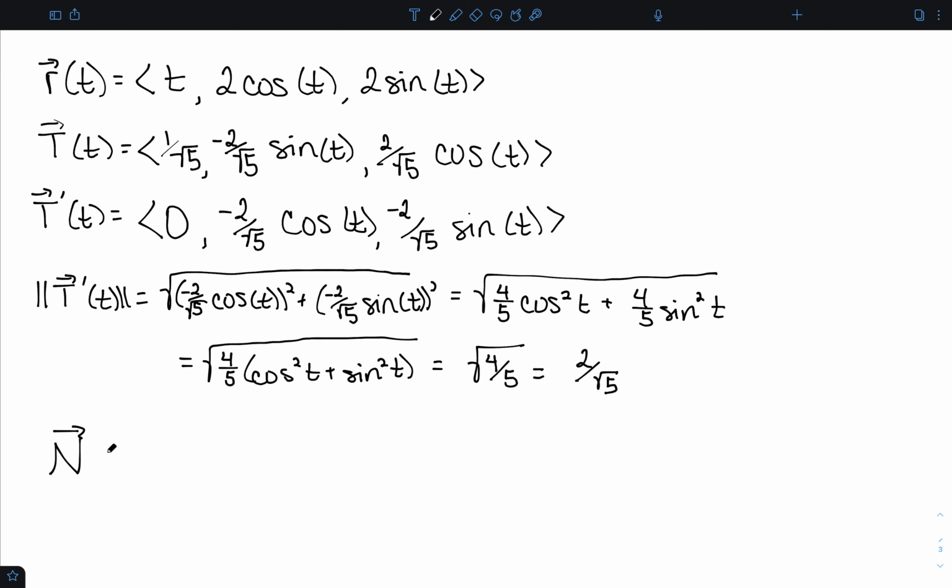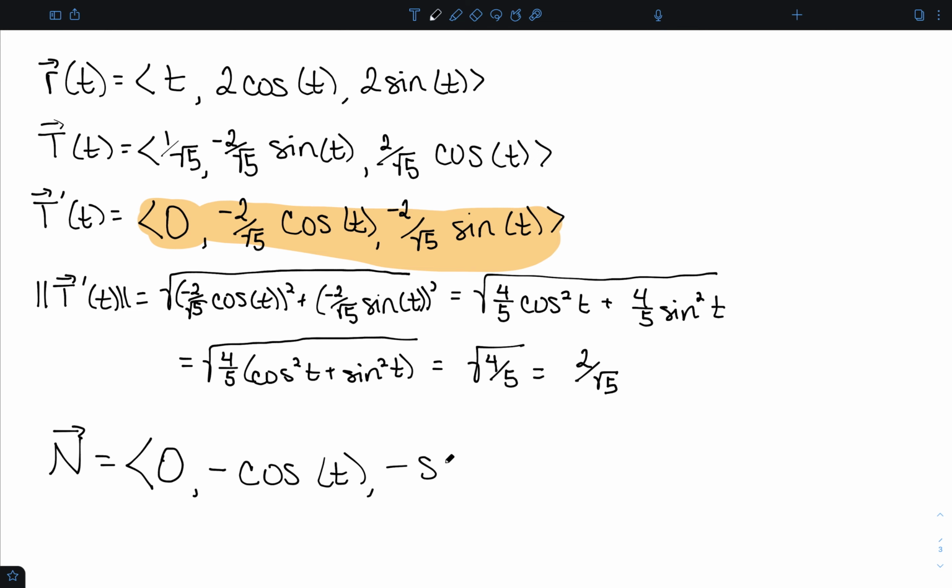So my unit normal vector will take my derivative T prime and divide by 2 over the square root of 5, or multiply by square root of 5 over 2. That makes this 0, negative cosine t, negative sine t.